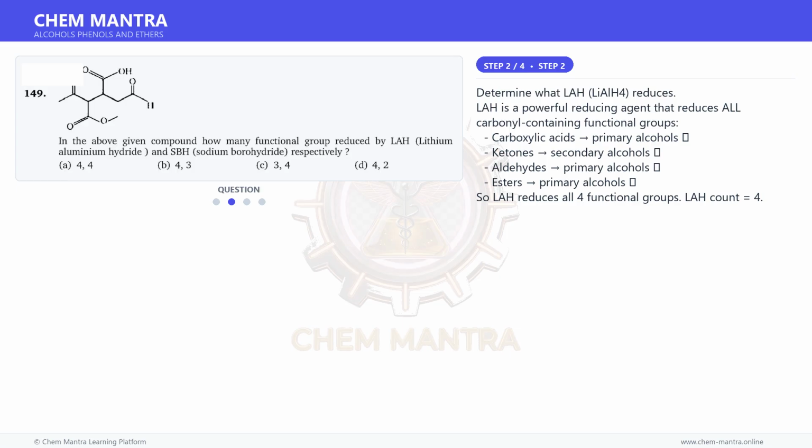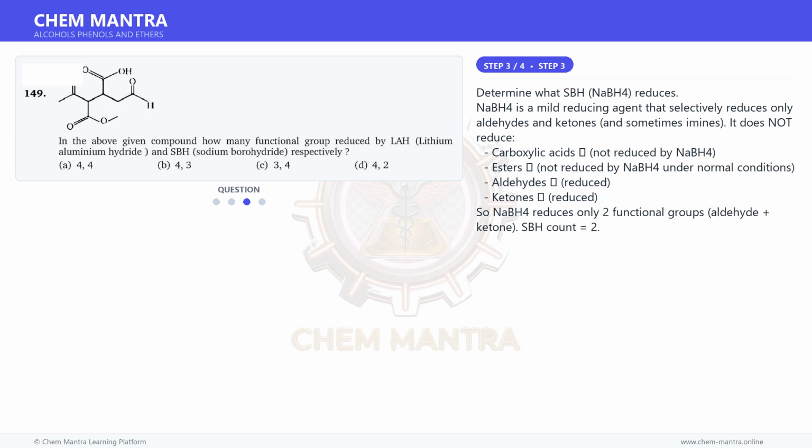Determine what LAH, LiAlH4, reduces. LAH is a powerful reducing agent that reduces all carbonyl-containing functional groups. Carboxylic acid to primary alcohol. Ketone to secondary alcohol. Aldehyde to primary alcohol. Ester to primary alcohol. So LAH reduces all 4 functional groups. LAH count is equal to 4. Moving on to the next step.